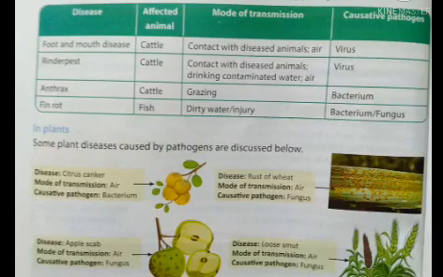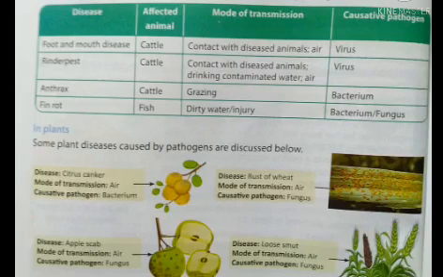In animals, some diseases caused by the pathogens are listed in Table 2.2. This also you have to learn. The disease is foot and mouth disease in animals. Affected animal is cattle. The mode of transmission is contact with the diseased animal or through air. Causative pathogen is virus. The disease caused in the animal is rinderpest. The affected animal is also cattle. Mode of transmission is contact with the diseased animals, drinking contaminated water or air.